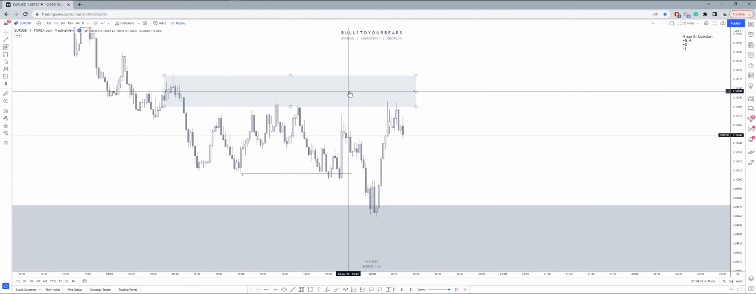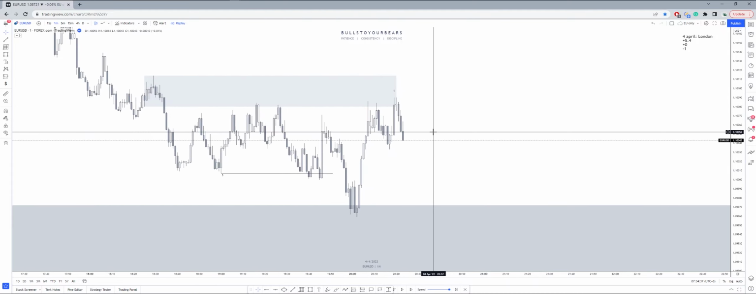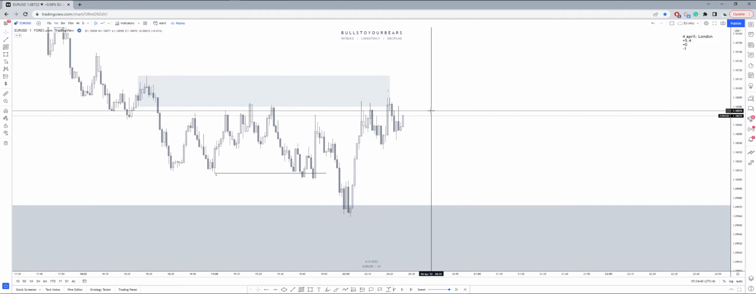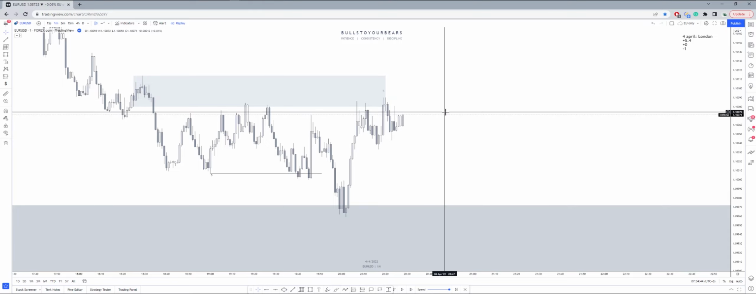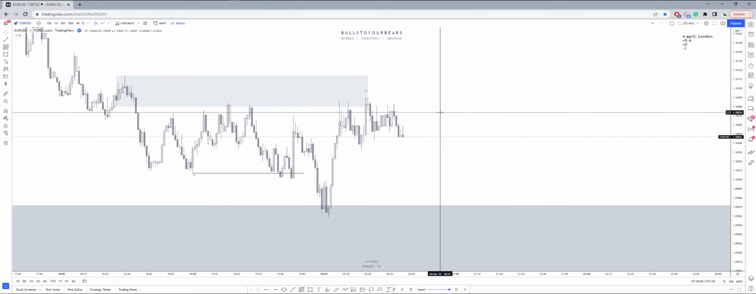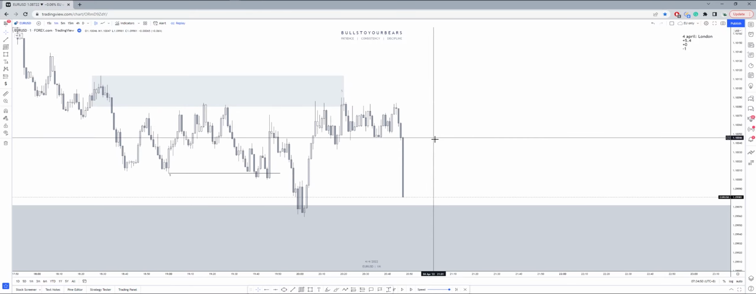Something that now I want to see is a failure in demand. I want to see demand fail, right? So we're in supply, so I want to see demand fail so supply should take control. Okay, so let's wait for demand to fail. Yeah, it's definitely in New York this time.